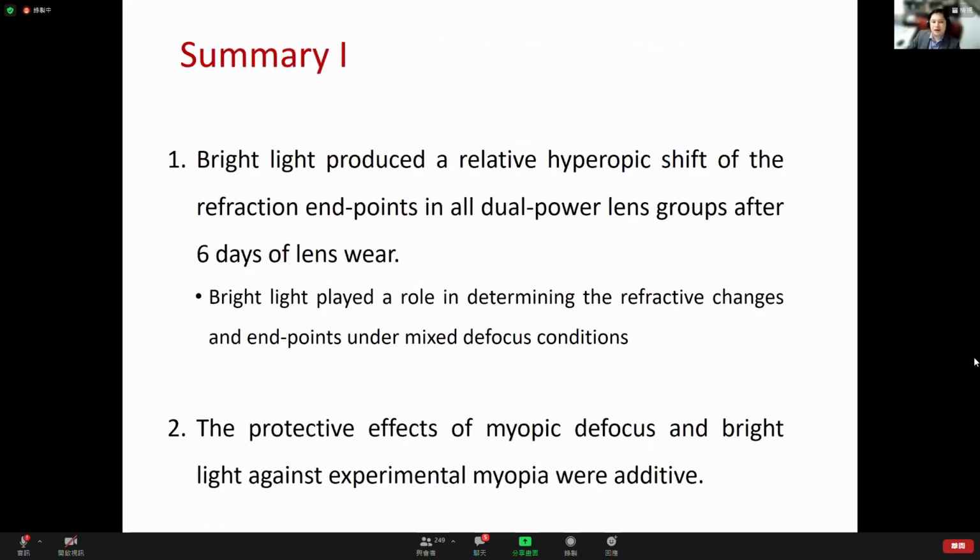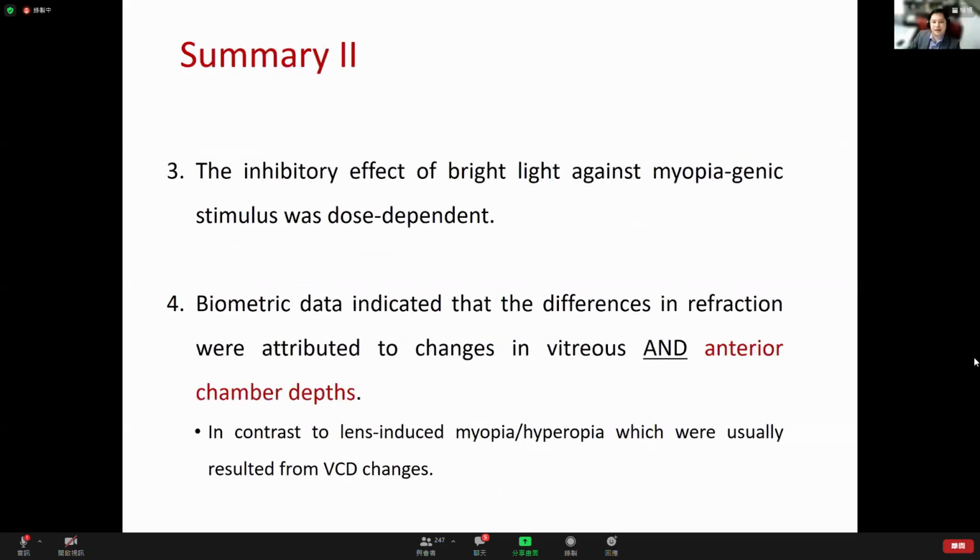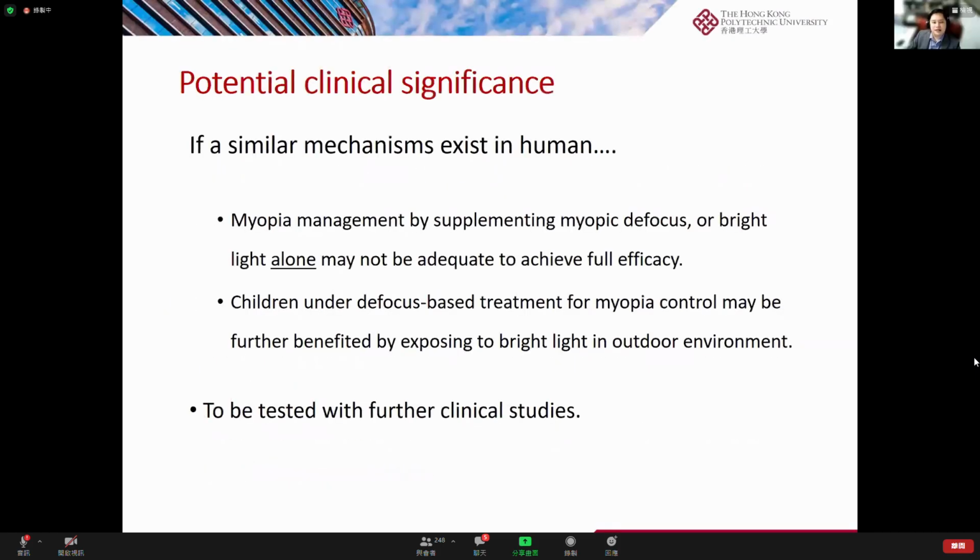So to summarize, bright light produced a relative hyperopic effect on the refraction endpoints in all treated groups after 6 days. The protective effects of bright light and myopic defocus were additive. The inhibitive effect of bright light was dose dependent and was manifest as changes in both the vitreous and anterior chamber depth, which is quite a unique feature. So if a similar mechanism exists in humans, there may be some potential clinical significance.